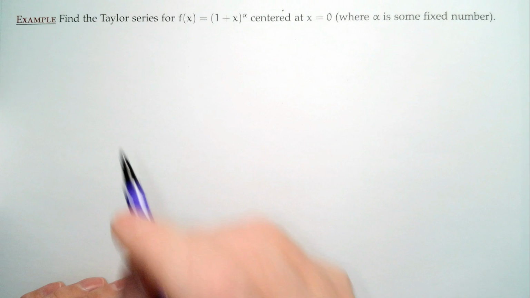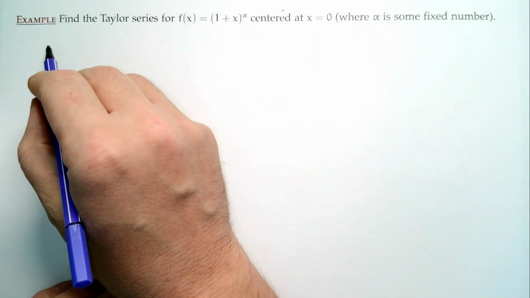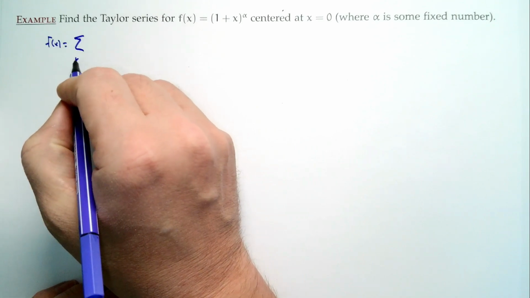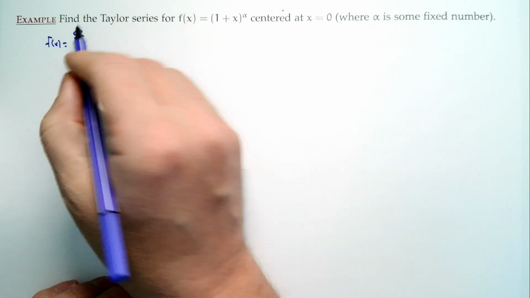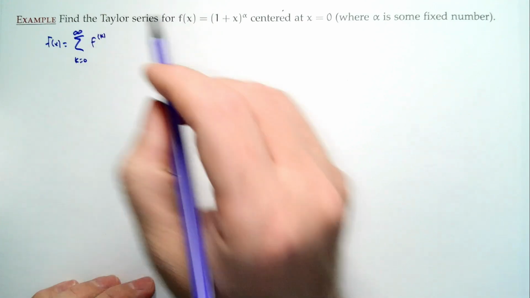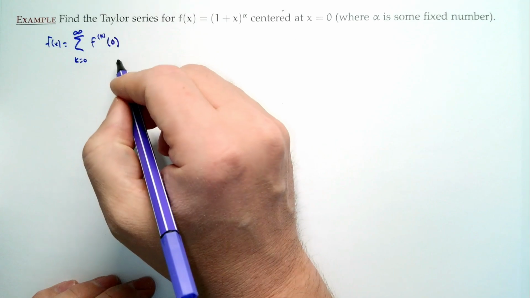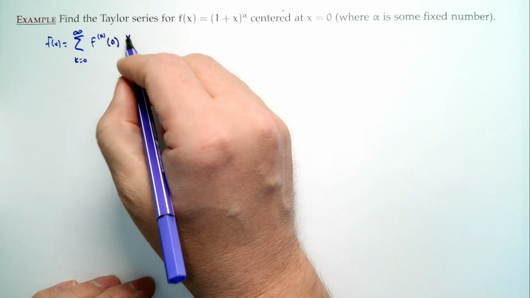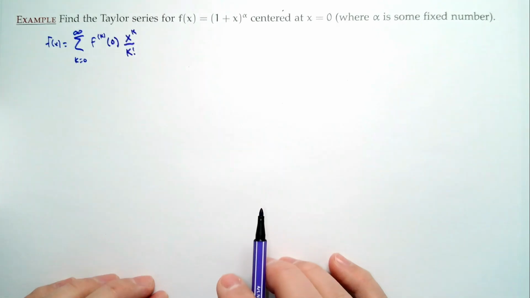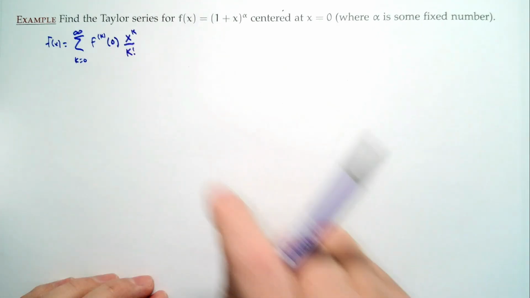Okay, so let's just proceed. Now, how do we proceed? Well, we know our generic formula. Our generic formula says that f of x is the summation, k equals 0 to infinity, of the kth derivative evaluated at 0, times x to the k over k factorial. So the main thing we have to do is say what's the right pattern here.